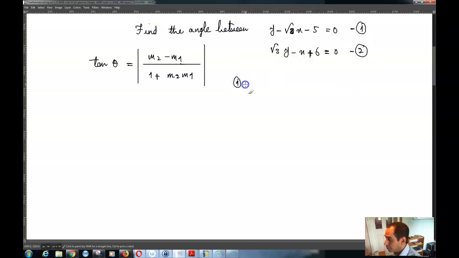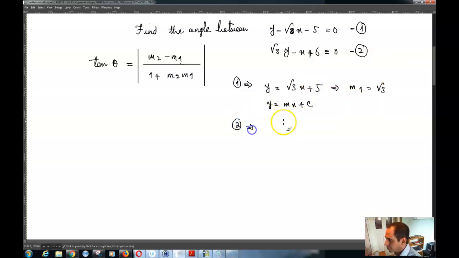number 1 gives me basically y is equal to square root of 3 times x plus 5. So here m, or let's call it m1, is equal to square root of 3, because this is the same form as y is equal to mx plus c. So if you compare these, you will get m1 is equal to square root of 3.